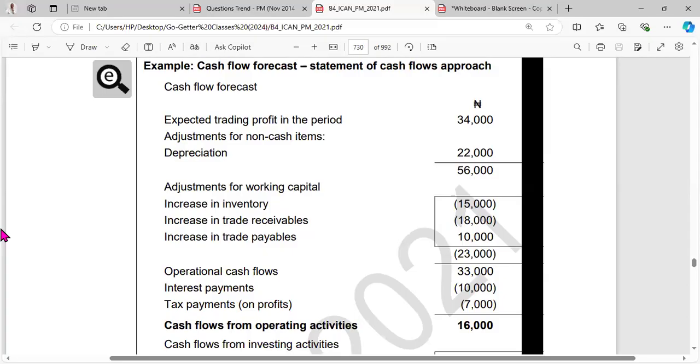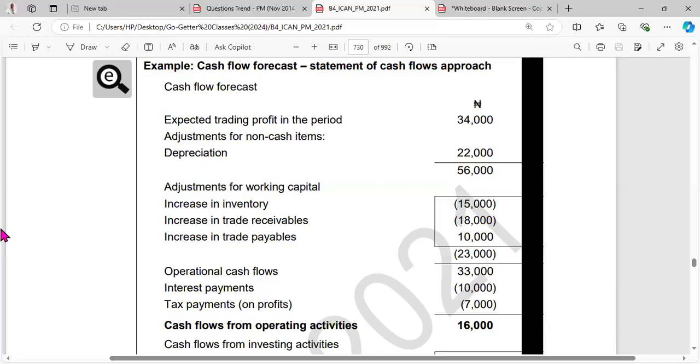For example, depreciation. Depreciation would have been deducted in your profits to get your profit, like what we did the last time when we were trying to look for tax. We brought our profit, we added back depreciation. So that's the depreciation here. You must have deducted depreciation, so you're adding it back. And so you now adjust for working capital.